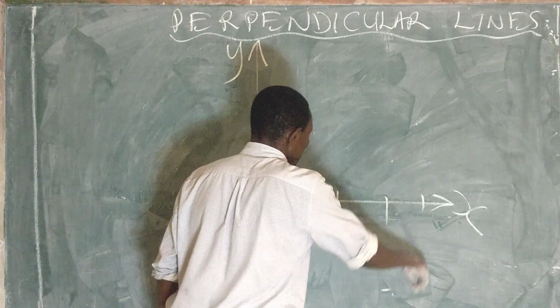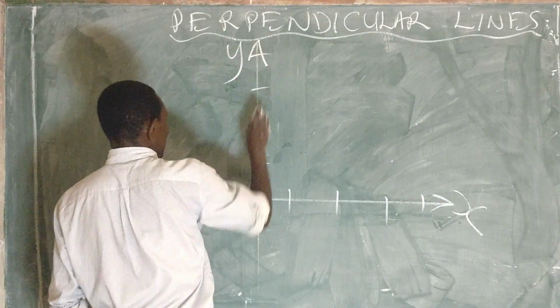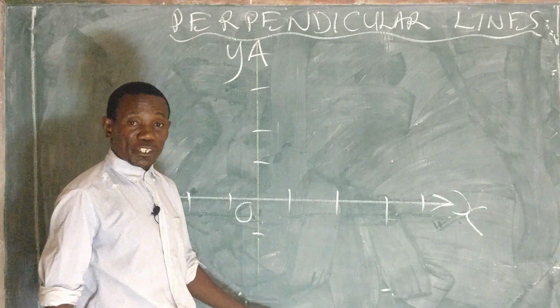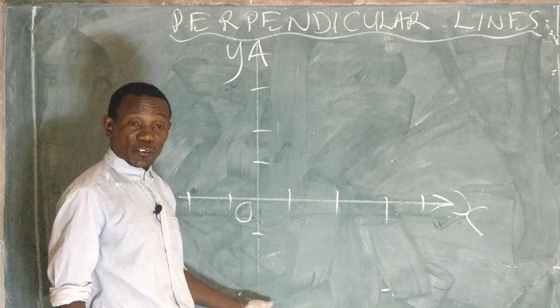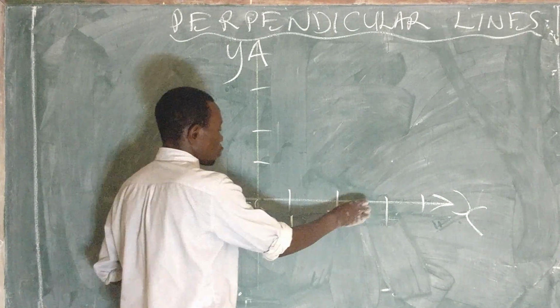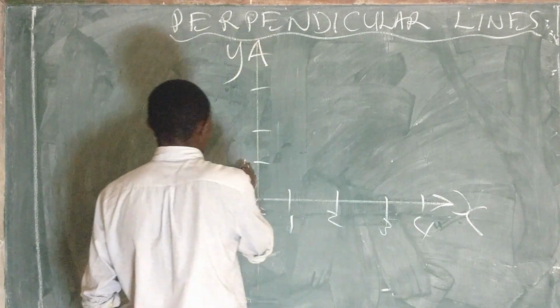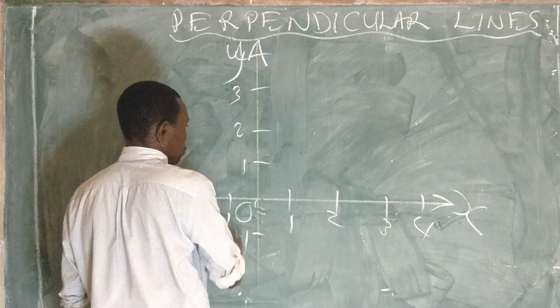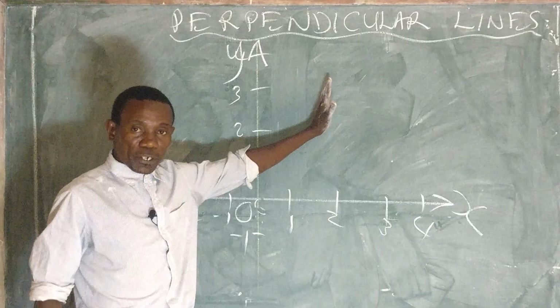Our scale can be developed here. It depends on the type of scale you can use: 2 centimeters representing 1 unit, or 2 centimeters representing 4 units. So here I'll go by 2 centimeters to 1 unit: 1, 2, 3, 4, then -1, -2. Now, the issue about perpendicular lines.